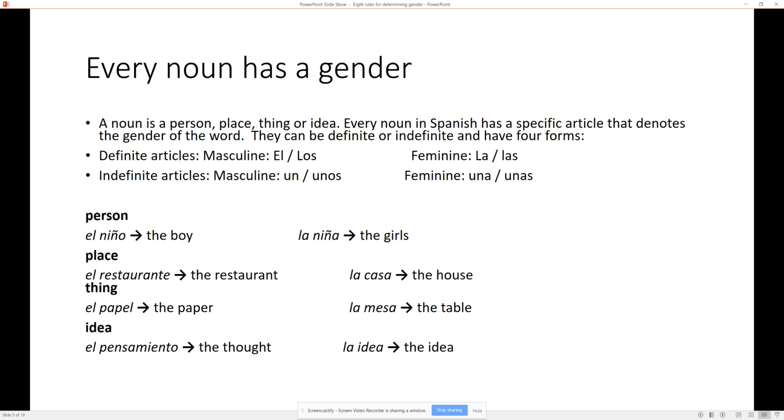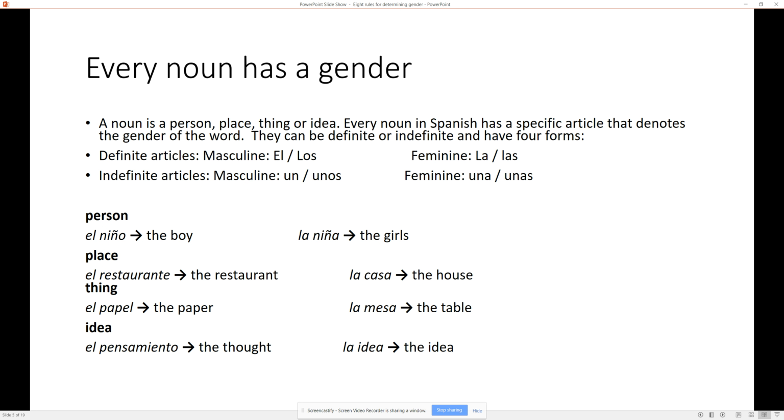Before we delve into this, I want to mention a couple things. First thing, why this is so challenging. Every noun has a gender. As you well know, a noun is a person, place, thing, or idea. Every noun in Spanish has a specific article that tells you what the gender is. So there are some rules.